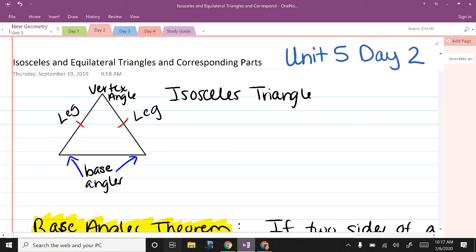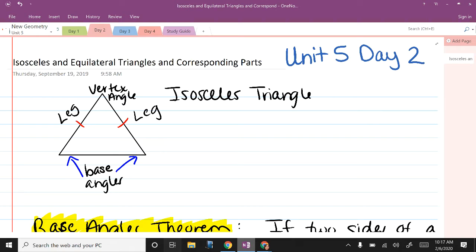So today is Unit 5, Day 2. We are in the triangle unit, or one of our triangle units. There's actually a couple of units that talk about triangles, but we are learning properties of triangles. And yesterday we talked about the 7 different classifications of triangles, right?